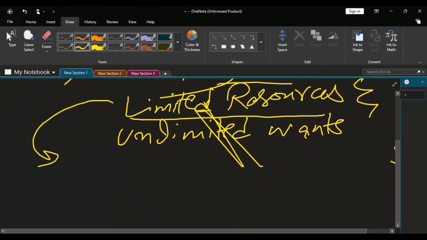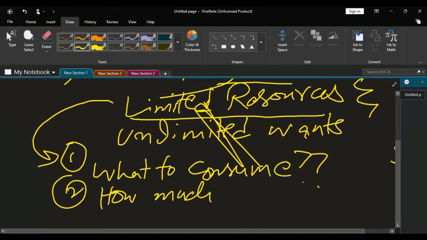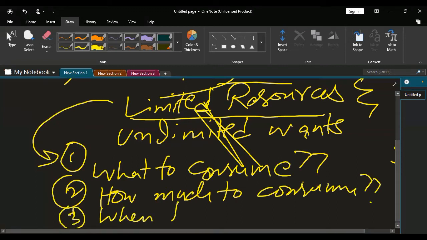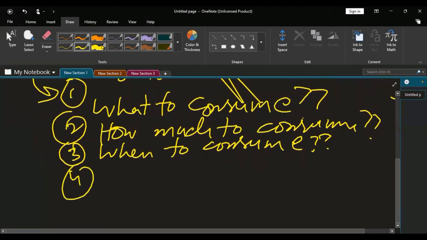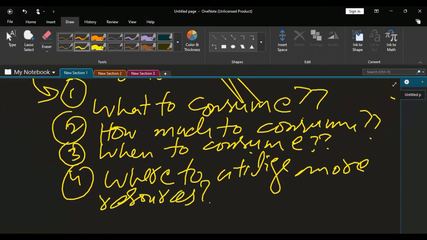The first problem arises if we study the analysis at the consumer end. The consumer wants to maximize his satisfaction. Then he thinks what to consume, how much to consume, third, when to consume, where to utilize more resources, and a lot of other questions.